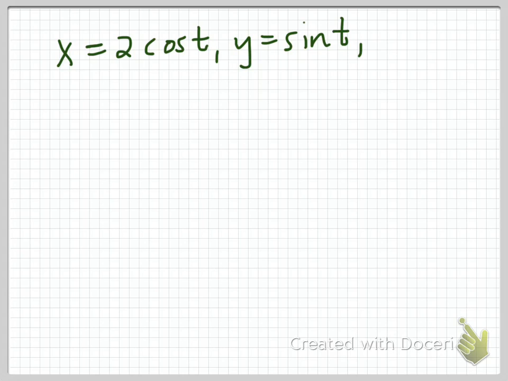The one I would like you to do on your own is x equals 2 cosine t, y equals the sine of t, and I want you to let t go from 0 to pi over 2. Okay, so graph these parametric equations, and I'll pick you up in the next video.